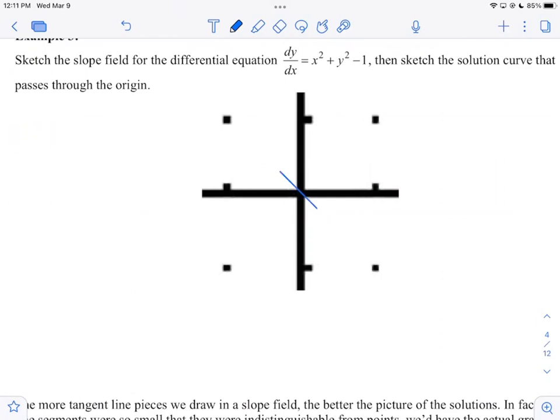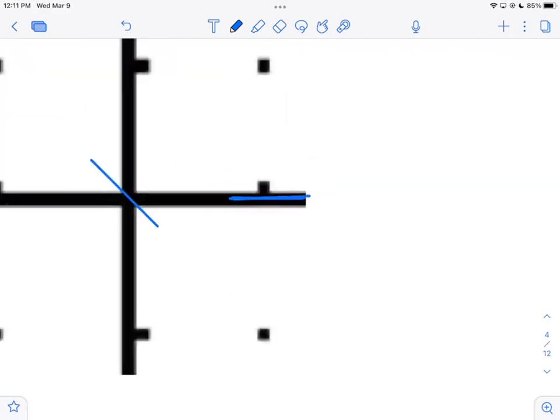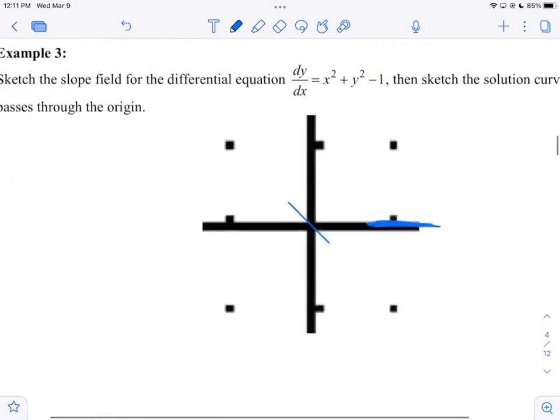How about at 1, 0? That's going to be 1 + 0 - 1. That's zero, so there's a horizontal tangent line. And what would you do if you were using a lead pencil on a black and white copy? How do you get it to show up? You trace over it a couple of times. What about at -1, 0? Well, -1 squared is still one, so we still get zero. That's still horizontal. How about 0, 1? That's also zero, so horizontal.